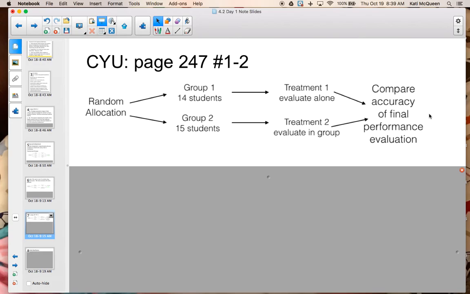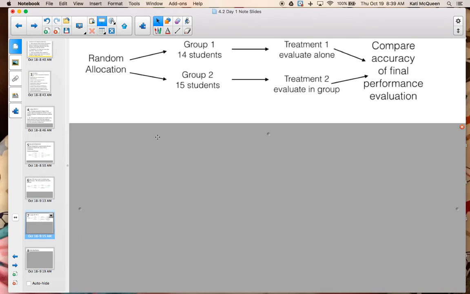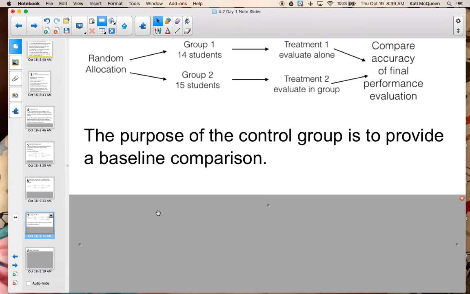All right, number 2 then. What is the purpose of the control group? The control group would be the ones that are evaluating alone. And this is just to provide a baseline comparison, and that's always really the purpose of a control group. I want to be able to compare to what would happen if I didn't have this treatment.